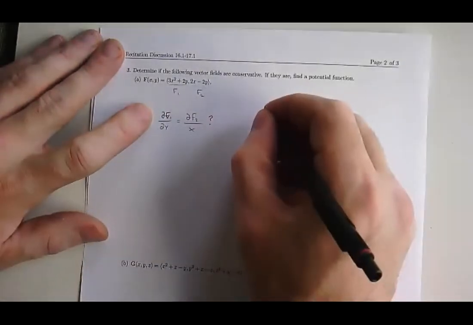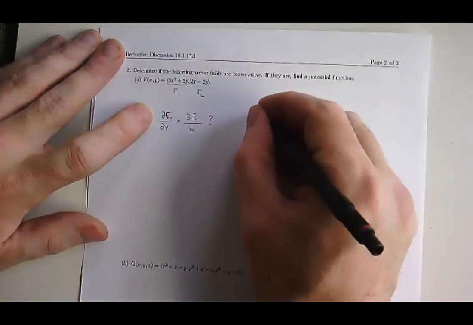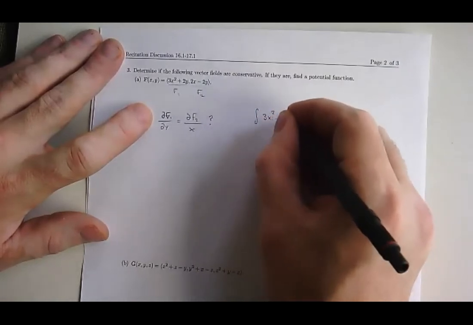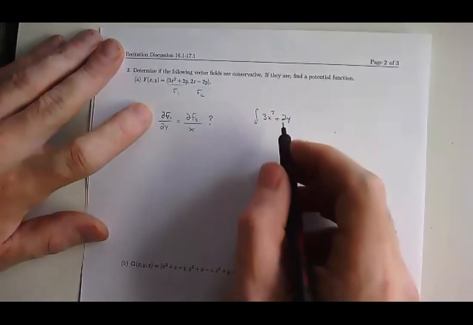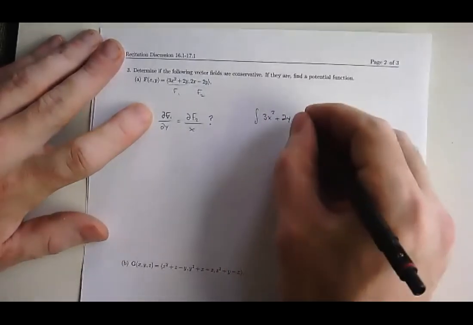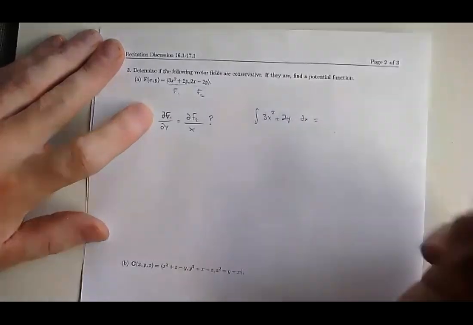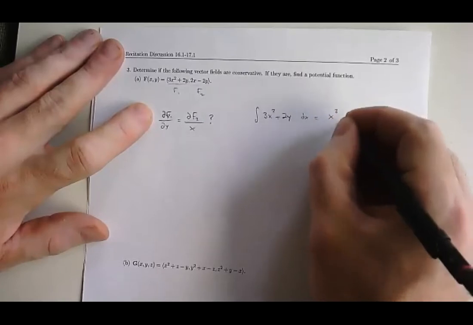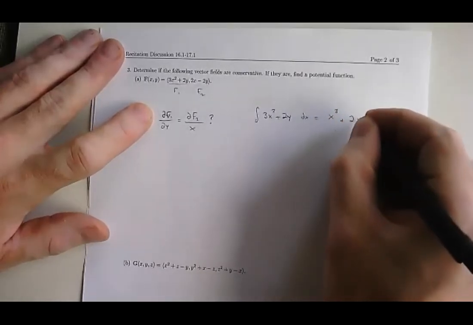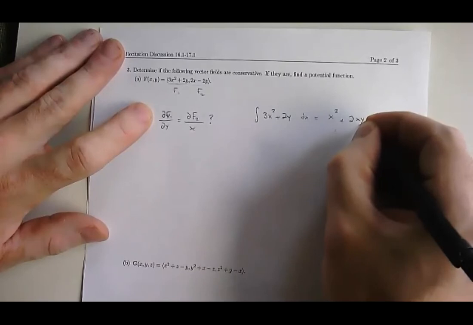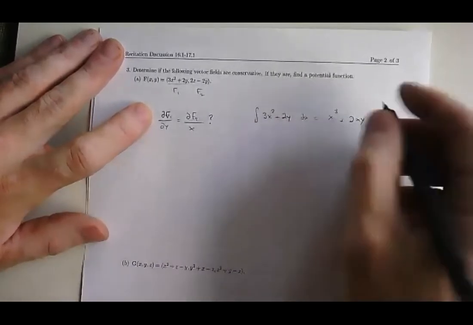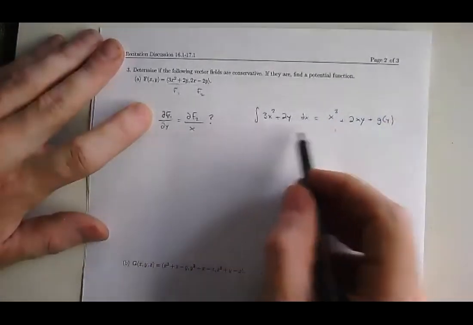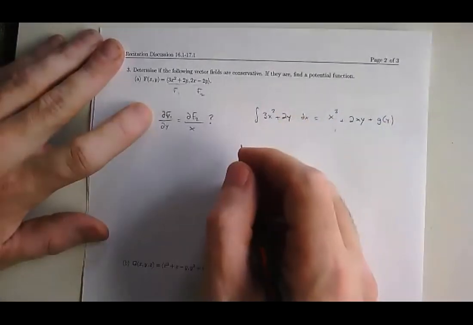Let's take our antiderivative of 3x squared plus 2y, dx. What would that antiderivative be? That would be x cubed plus 2xy, and then plus some constant, but really plus some function of y. So there's our antiderivative of one component here.